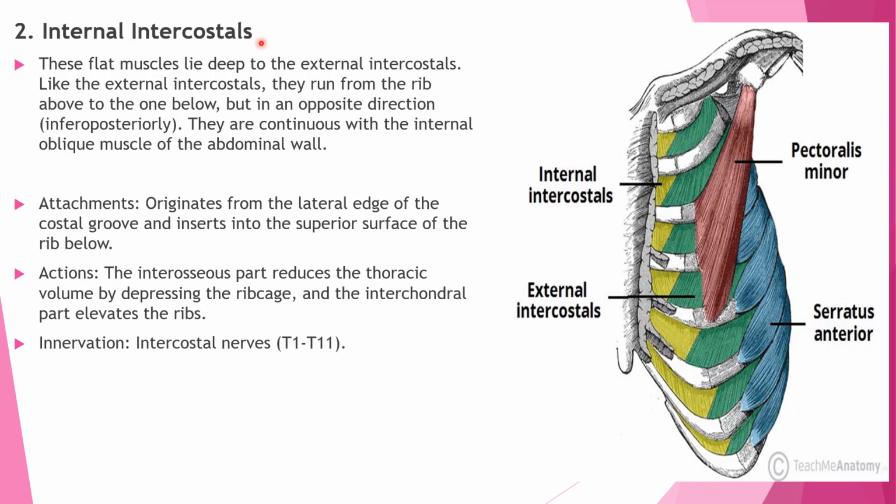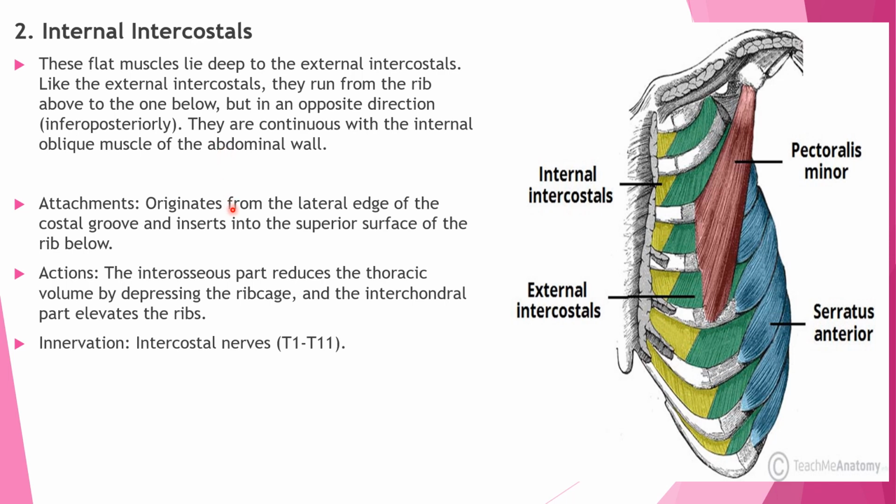Coming to the internal intercostal. Internal intercostals are seen deep to the external intercostal. They lie inner to the external intercostal. They run from the above rib to the one below, same like external intercostal, but in an opposite direction, that is inferior posteriorly. They are continuous with the internal oblique muscle of abdominal wall.